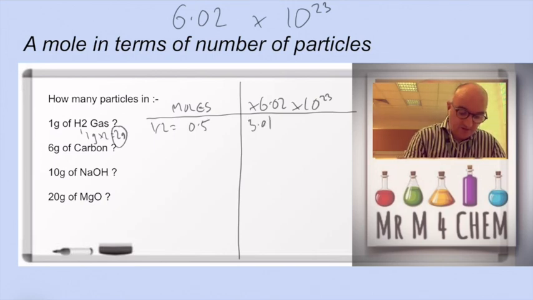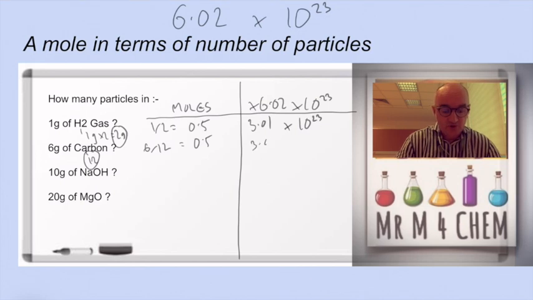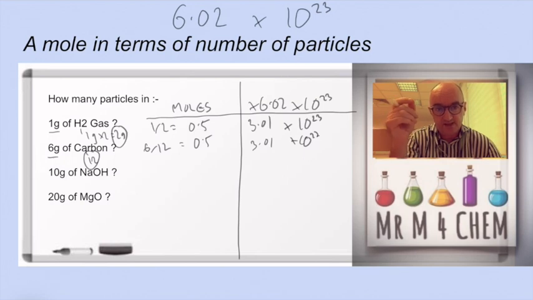6 grams of carbon. Carbon has an atomic mass of 12. 6 over 12, so that's going to be 0.5. So it's exactly the same. The reason I've included this is because the same number of particles will have a different mass. Why will the same number of particles have a different mass? Because the subatomic particles that give the property of mass in an atom are the protons and the neutrons. And there are different numbers of protons and neutrons in these different elements.